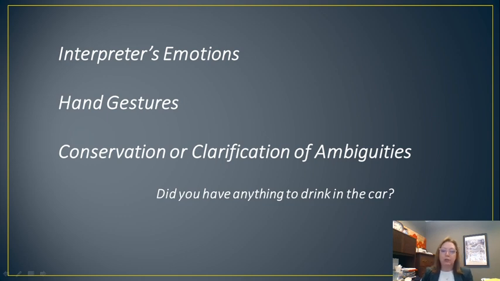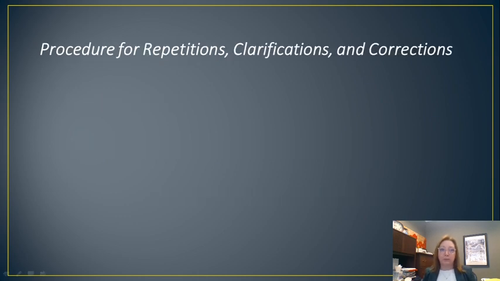Conservation and clarification of ambiguities. For example, the statement, did you have anything to drink in the car? That can mean different things, right? It can mean, were you drinking in the car? Did you have alcohol in the car? Or it can mean, did you have anything in the car that can be drunk, that can be consumed by people? So that kind of ambiguity, sometimes you have to clarify or ask the judge to allow you to clarify, because the attorneys may be doing that on purpose to trip the witness. But in English, this is an ambiguity, and this can mean two things. In Spanish or in your language, there may be two completely different statements, depending on what they're trying to ask. So that's why you need to clarify those when they come up.